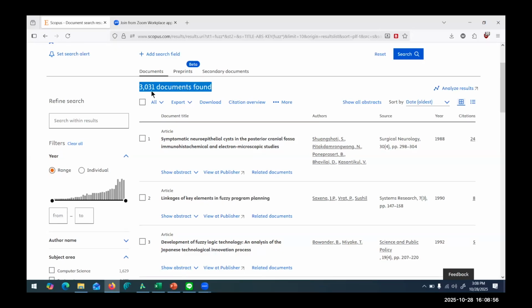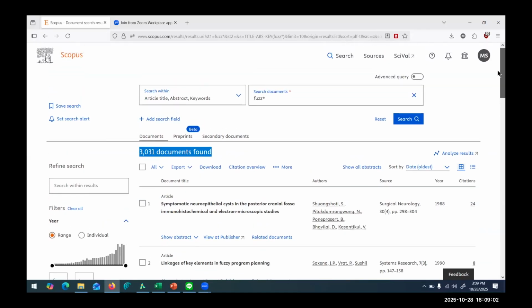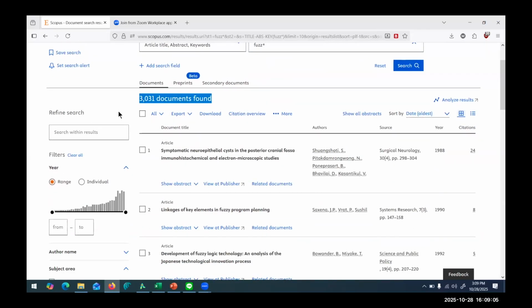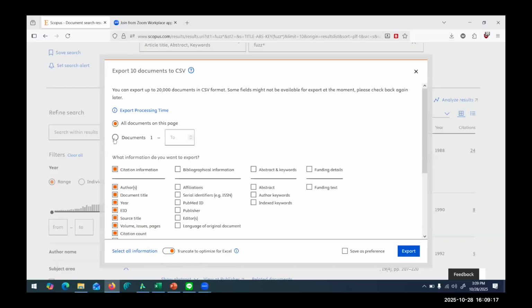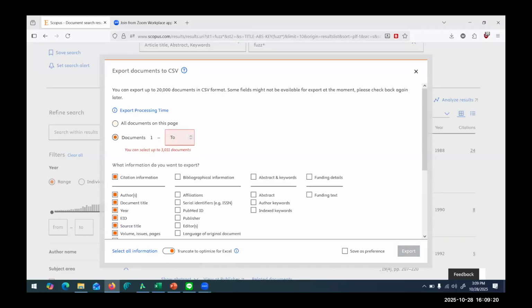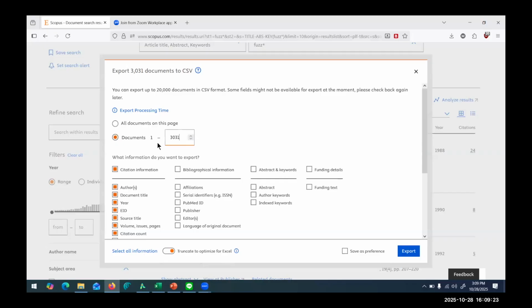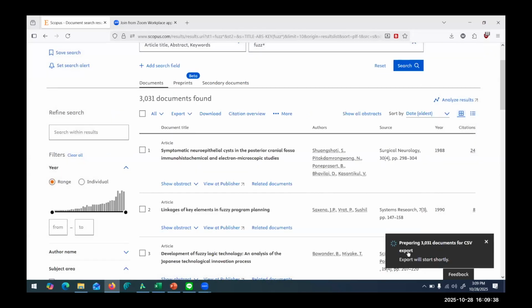So this motivates us to study this topic, to find out the bibliometric analysis of fuzzy logic in Thailand. Now we have 3,031 documents. So we go to the export tab, we click here and then we go to the CSV file. Here we have to select the documents and it gives us 3031. We can download 10,000 documents in the Scopus database in one go. And we have to select all the options because we have to plot this data. So we select all the tabs from here and then we click export.